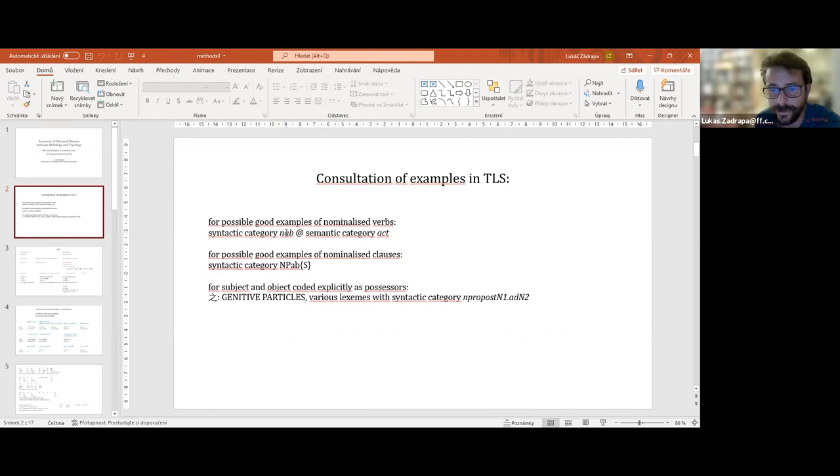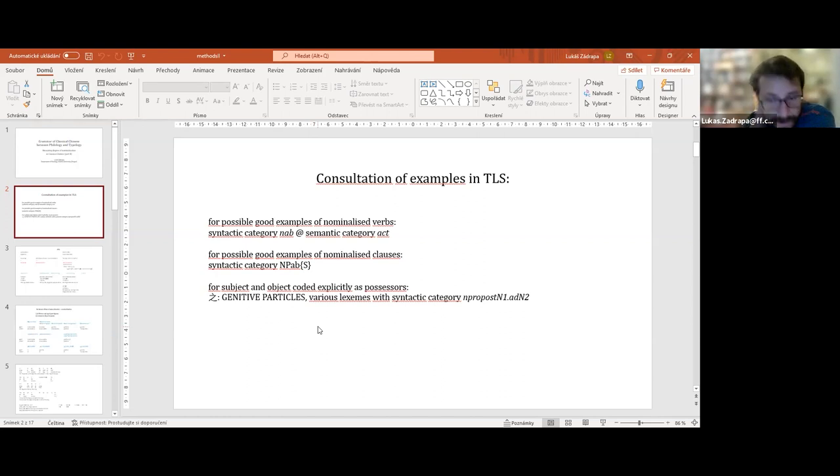NAB, which I talked about last time already, is an abstract noun with a semantic category of action noun, and this NAB means that it is a monosyllabic word. But for nominalized clauses, not nominalized verbs, one can try searching for the syntactic category NPAB, which is abstract noun phrase, which in its core is a nominalized sentence. So this is another label, a syntactic category one can use.